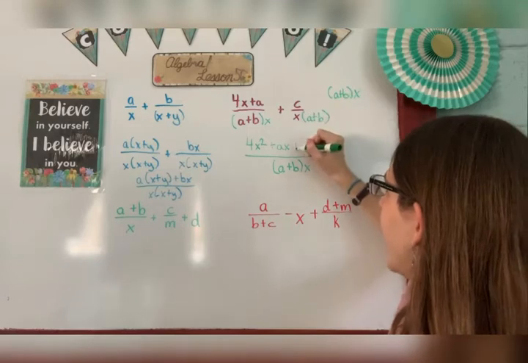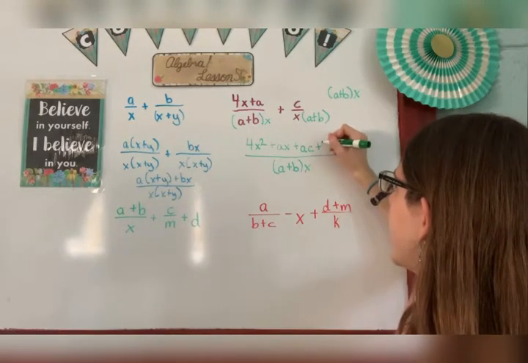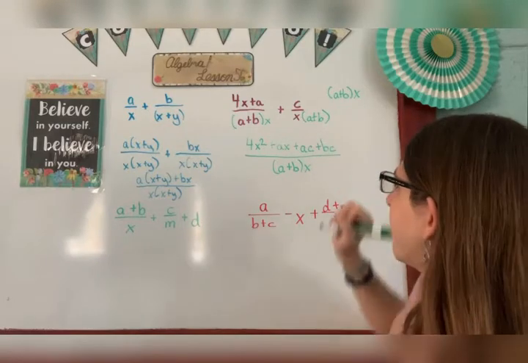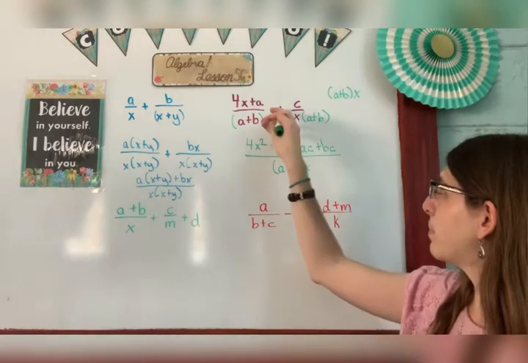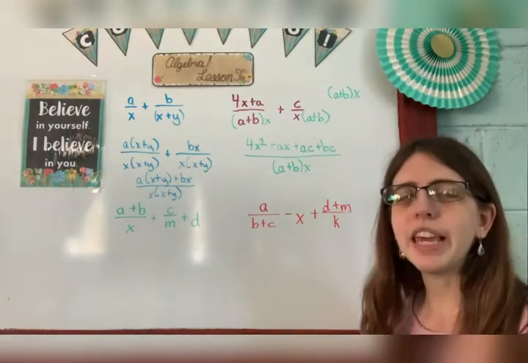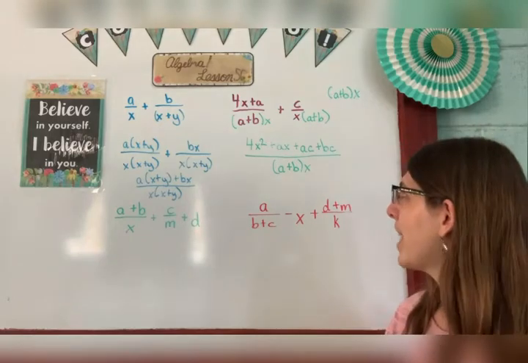C times a, ac, c times b, bc. And that's my answer. I could have also left this as plus c times a plus b, leaving a plus b in the parentheses. That would also be the same thing.